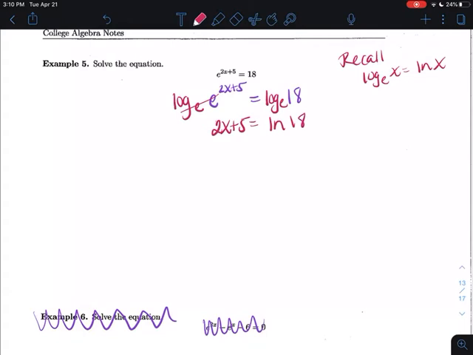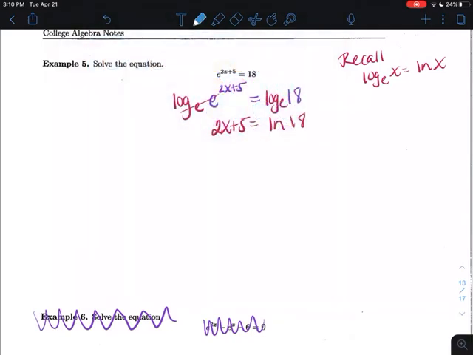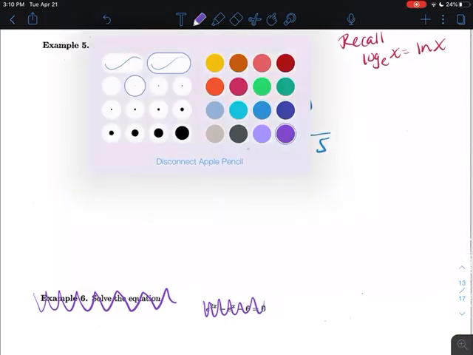Over here, log base e is just ln of 18. So we'll write it as ln instead of log base e. My goal is to get x by itself, so I'm going to subtract 5 from both sides. Now remember that 5 and 18, you can't combine those, so you would put parentheses around that 18. So what you have is 2x equals natural log of 18, and you just stick that minus 5 right behind it.